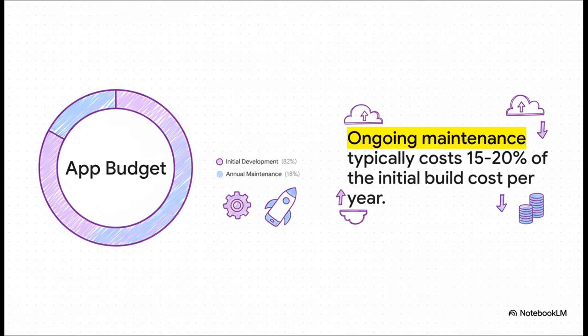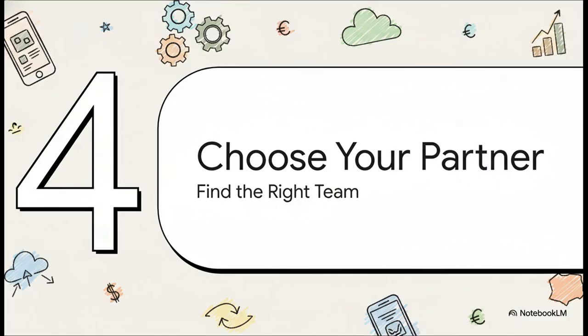But listen, this is a crucial point that so many founders miss. The spending does not stop at launch. A successful app is a living, breathing thing. You have to budget for ongoing maintenance. We're talking about OS updates, fixing bugs, security patches. A good rule of thumb is to set aside 15 to 20% of your initial development costs for this every single year.